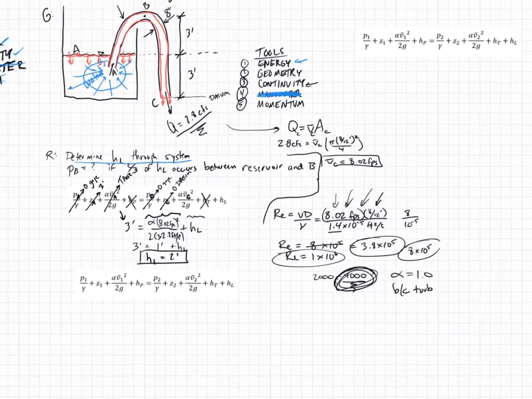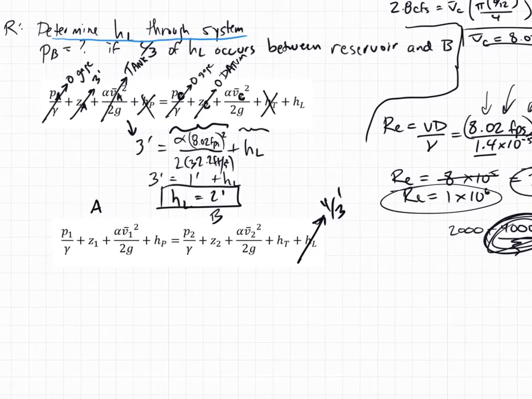So first what I want to do is solve this same problem. So determine PB, what if 2/3 of the head loss, so 2/3 of 2 feet is what, 4/3. So 4/3 of a foot of head loss occurs between the reservoir and A, and B. So that means from A to B, so this is going to be A and this is going to be B. Okay, so let's look at that and think about what this means.